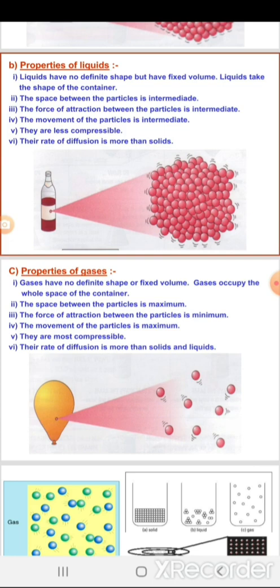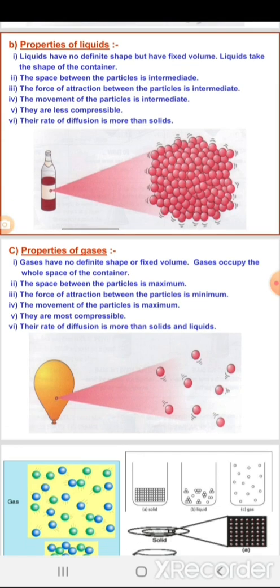The space between the particles is intermediate. It is not too much or too little. Again, the force of attraction between the particles is intermediate, meaning the force is neither too much nor too little. The movement of particles is intermediate. The particles are not moving so violently or so little. They are less compressible. You can say that a liquid you can squash but you can't compress. The rate of diffusion is more than that of a solid.